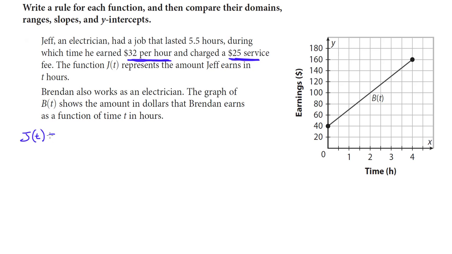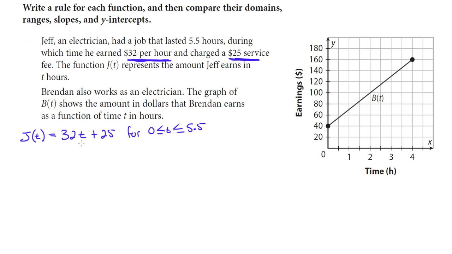So we can write the equation for Jeff, J of t. J of t equals 32t plus our y-intercept, 25. For, how long did it last? 5.5 hours. So for t is greater than or equal to 0, less than or equal to 5.5.